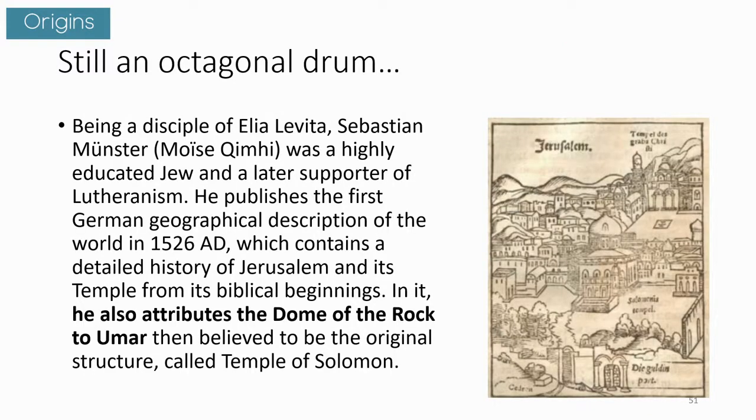Again, we have more evidence that the octagonal drum is still there. Being a disciple of Elia Levita, Sebastian Münster was a highly educated Jew and a later supporter of Lutheranism. He publishes the first German geographical description of the world in 1526, which contains a detailed history of Jerusalem and its temple from its biblical beginnings. In it, he also attributes the Dome of the Rock to Umar, then believed to be the original structure called Temple of Solomon. Okay, so we're back to Umar being the maker, the builder of the Dome of the Rock again.